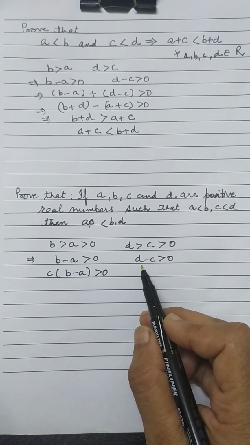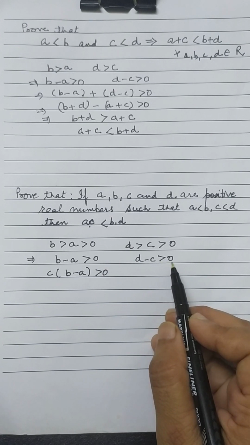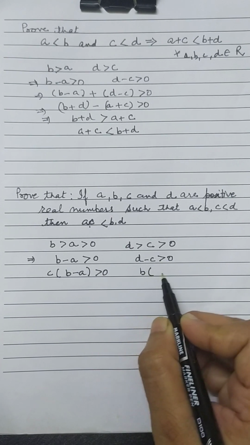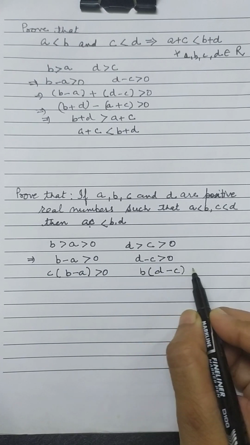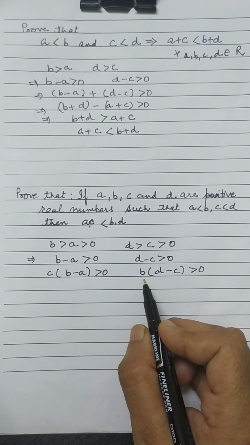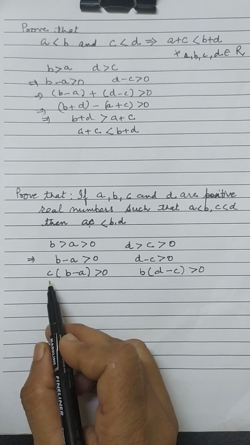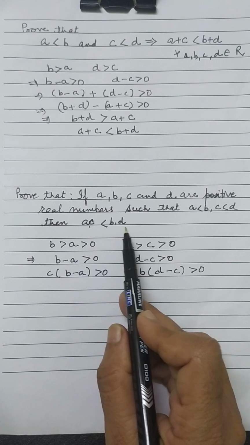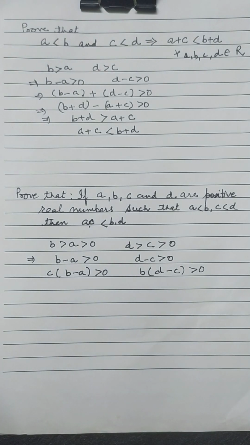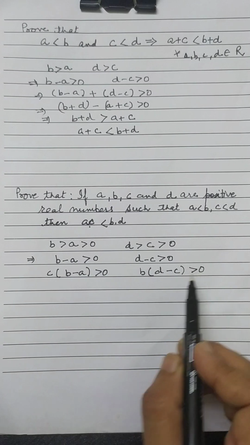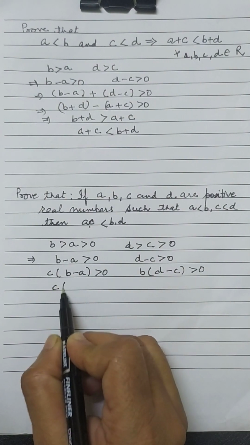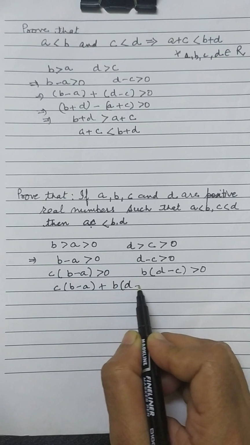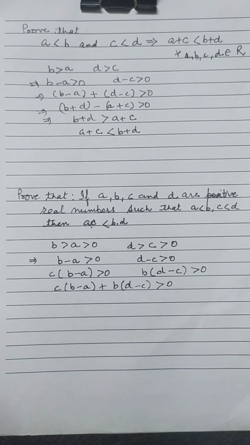Similarly, if I multiply the d − c > 0 inequality with b, this is not going to change the symbol of inequality because again b is a positive number. And I have taken here c and b because I want something like bd and ac, right? Now these are positive numbers, so I can add them, and addition would not change the sign of inequality.